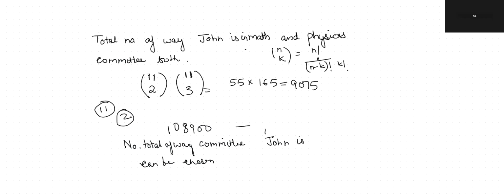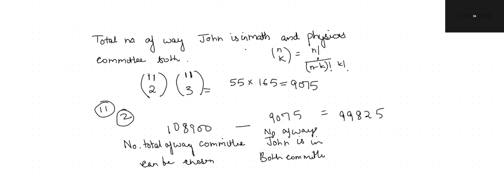So the number of ways John is in both committees, because he doesn't want to be in both the committees, when we subtract these, we will get the ways when he is either in maths, or in physics, or in neither, not in any committee. So this will give us 99825.